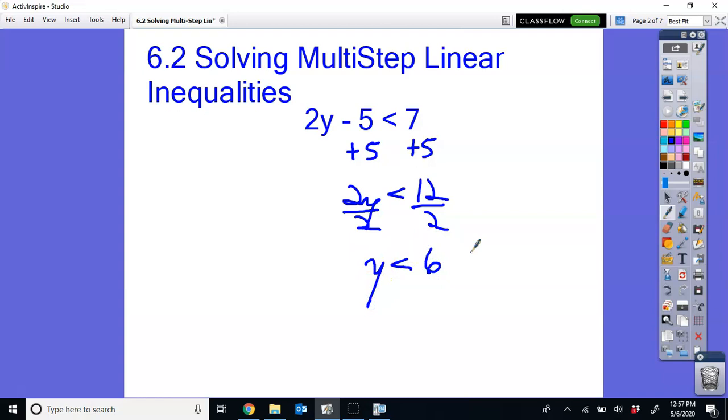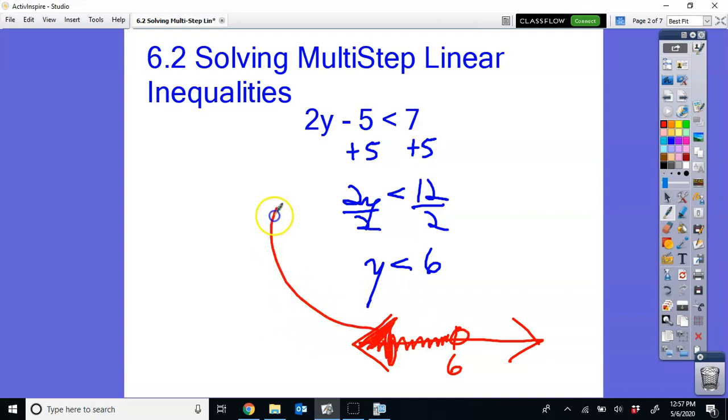Notice I divided by a positive 2, so I don't flip the symbol around unless I multiply or divide by a negative. So this is y is less than 6. That means basically, and you don't have to draw the number line here, any value less than 6, if I plug any number that's less than 6 into this equation or inequality, it will be true.